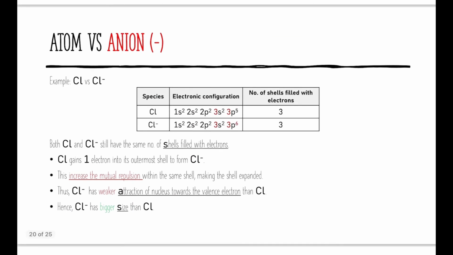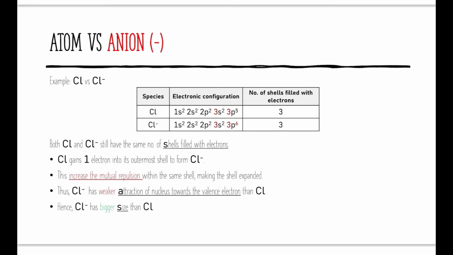To explain this, first of all, write down the electronic configuration for chlorine and Cl-. As we can see here, both chlorine and Cl- still have the same number of shells filled with electrons, which is 3. Therefore, the shielding effect will not play a huge role here. Since chlorine gains 1 electron into its outermost shell to form Cl-, this will increase the mutual repulsion within the same shell.